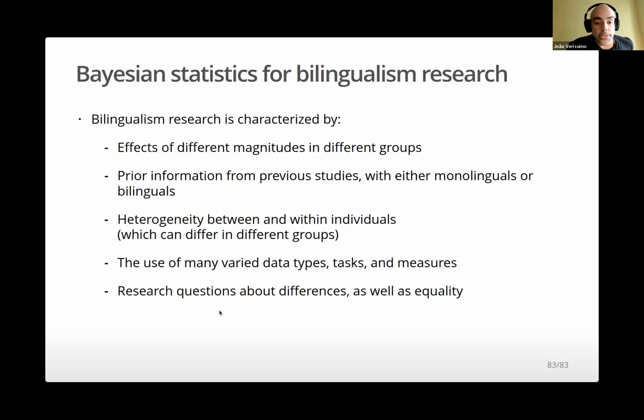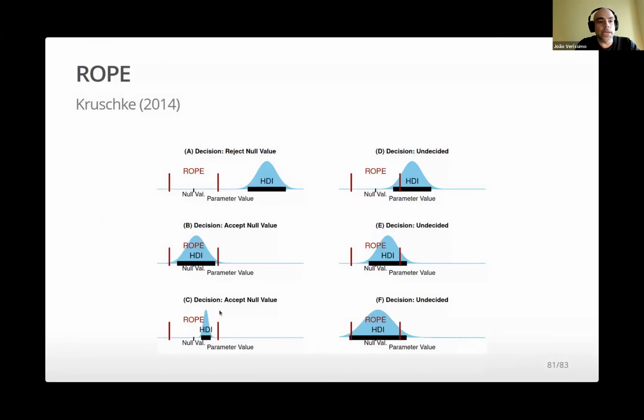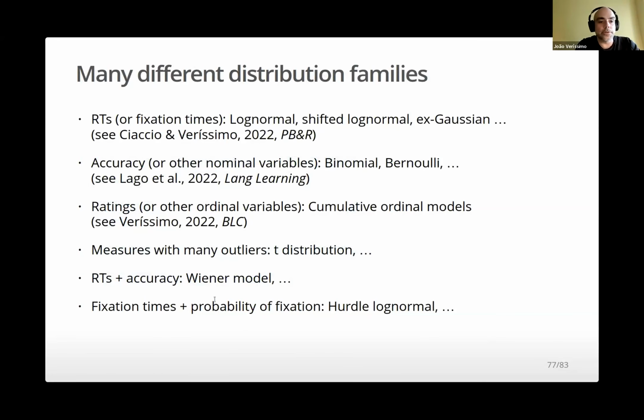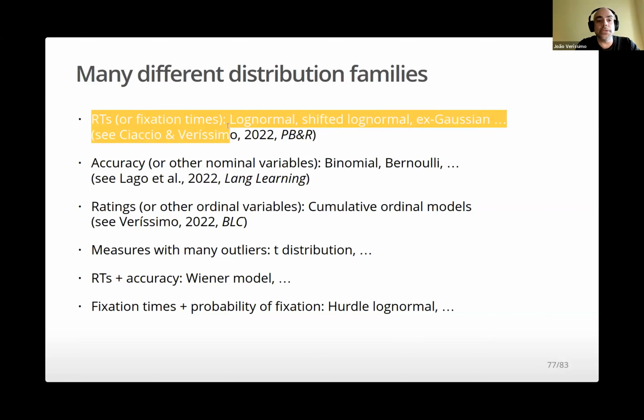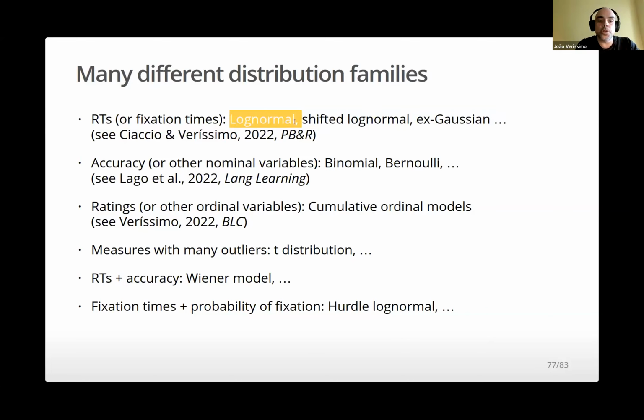Finally, we use many different data types, tasks, and measures in bilingualism research. I haven't shown you this, but Bayesian models are incredibly flexible, and so we can fit all sorts of different models for different types of data, including very customized models. And maybe here are some examples. If we are dealing with RTs, we might choose a log normal or a shifted log normal distribution, just like George was saying. If we're looking at accuracy, we can fit different types of count or families for categorical variables.